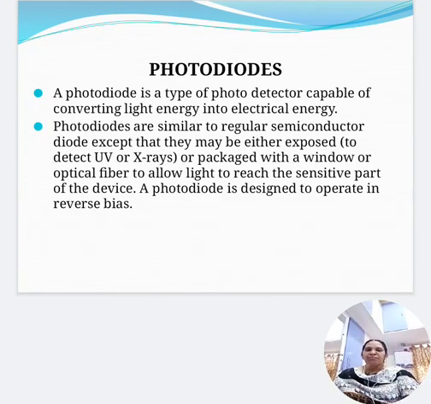A photodiode is a type of photodetector which is capable of converting light energy into electrical energy. This is the working principle of a photodiode. Photodiodes are similar to regular semiconductor diodes, except that they may be either exposed to detect UV or X-rays, or packaged in a window or an optical fiber to allow light to reach the sensitive part of the device. The photodiode, as I told you, is designed to work in the reverse bias condition.